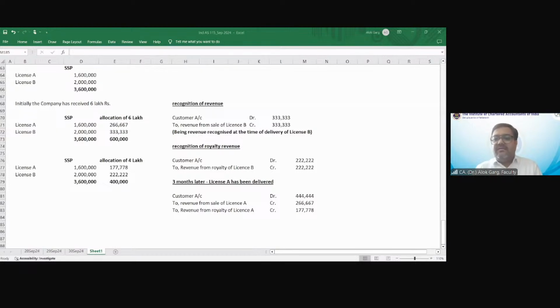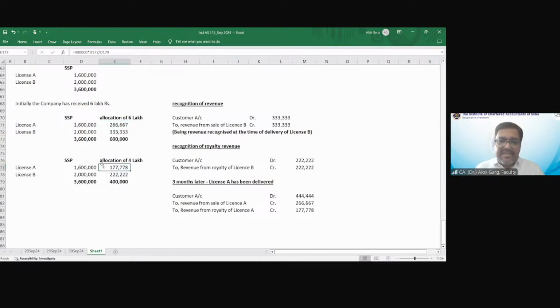Anila is asking, sir, first month balance amount entry 26667. Yes. For example, Anila, in this case, assuming the entity has received 6 lakh rupees, the accounting entry will be bank account debit 6 lakh rupees, to revenue from sale of license B 3,33,333 rupees, to deferred revenue 2,66,667 rupees. Okay.